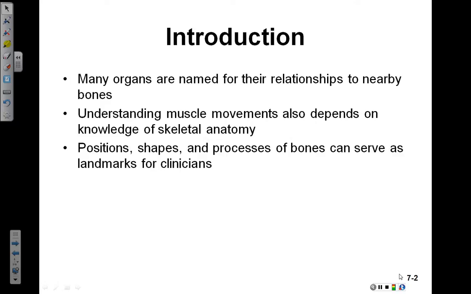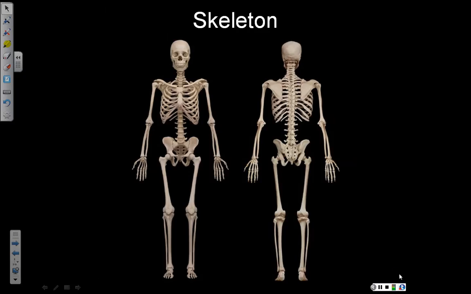Position, shapes, and processes of bone can serve as landmarks for clinicians, which we're going to talk about, because there are certain bones that do serve as landmarks for clinicians, like the pelvic outlet, which is that big hole. I didn't bring the skeleton in here. That big hole that the baby has to come out of. You have a pelvic inlet and a pelvic outlet between the hips. When you do CPR, cardiopulmonary resuscitation, the sternum, of course, is your what? Your landmark. You need to know where that bone is, right? Landmarks for clinicians, that's important.